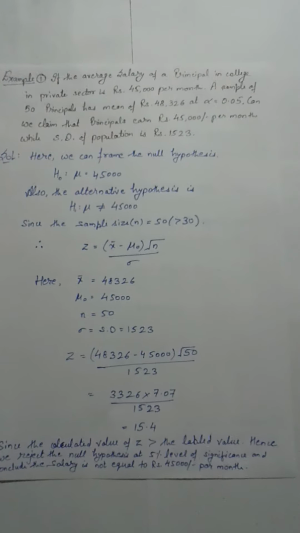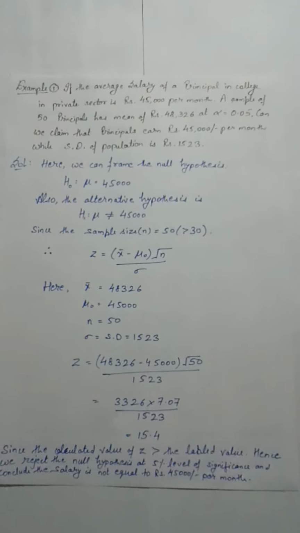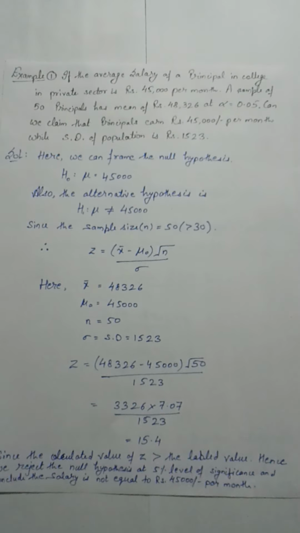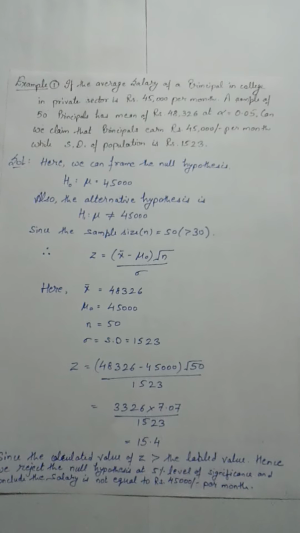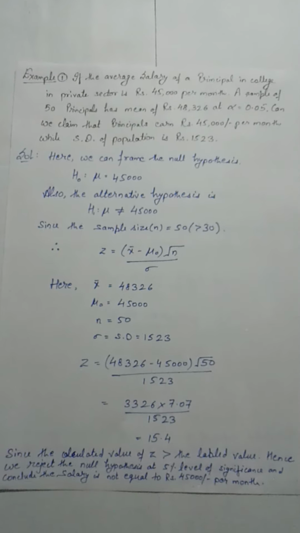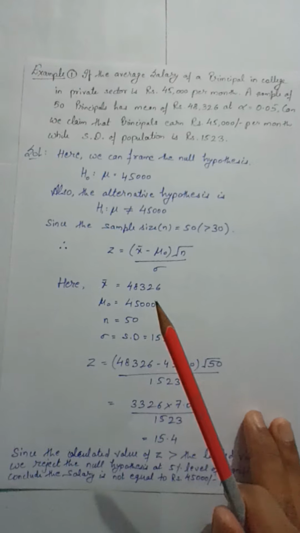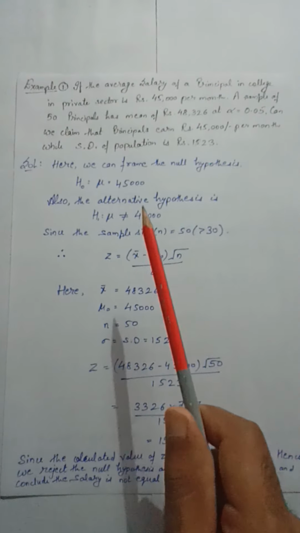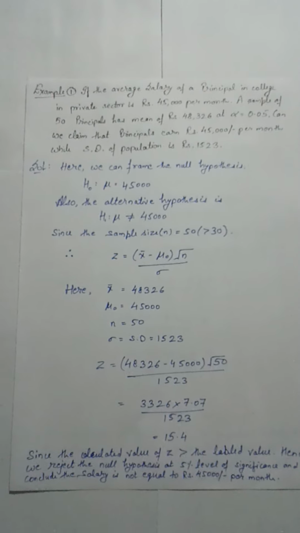So here we can frame the null hypothesis, that is H0: mu equals the specified value which is given to us, 45,000. We consider that the salary is 45,000. Now if this is not satisfied, then we will consider one alternate hypothesis, denoted by H1, such that mu is not equal to 45,000. Either it will be equal to 45,000, or it will be not equal to 45,000.